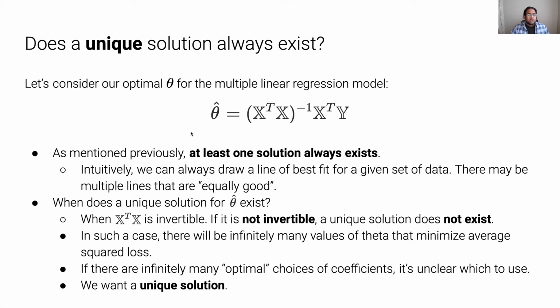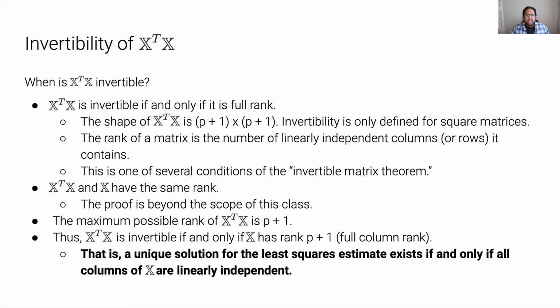And so it turns out that in such a case, there will be infinitely many values of theta that minimize average squared loss. The issue with that is that they all have different coefficients, and it's not really clear to us which one we should use for building our model. And so that's a case that we want to avoid. We always want to try and put ourselves in situations where there is a unique solution for our optimal model parameter. And so let's discuss when X transpose X is invertible.